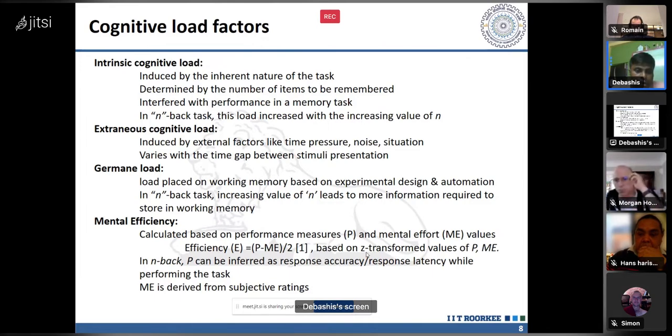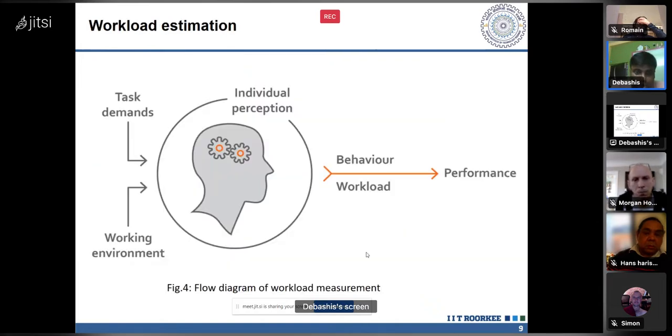Based on these three types of cognitive load, mental efficiency can also be defined based on the performance measure and the mental effort. Okay, the efficiency is derived from the performance measure of your response accuracy or response time, and the mental effort means how efficiently you can correctly answer. In the N-back case, whether you press the target or non-target and how much of it is correct. Okay, so based on these parameters, efficiency can be measured.